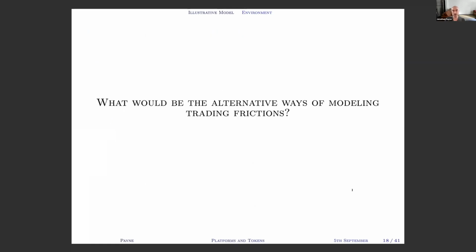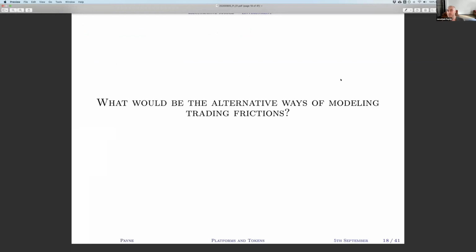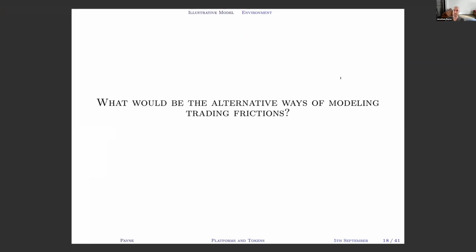So I think I want to pause. I've had some good questions already, but I just want to pause here for a second. Since this is a modeling workshop, at least my part of it is, I want to pause here and think about, what are the other ways we could have used for modeling trading frictions? I've chosen a very particular kind of setup here. What would be the other options, do you think?